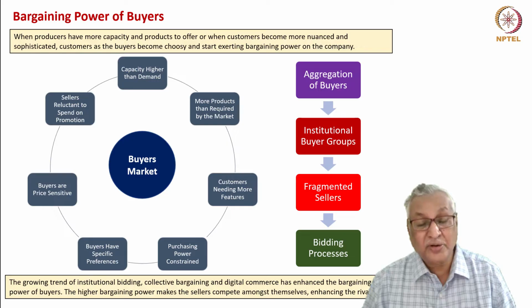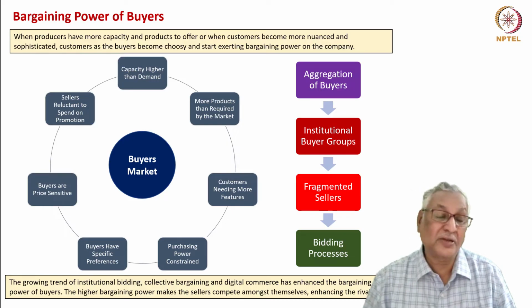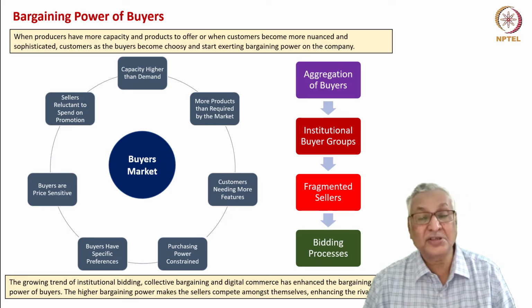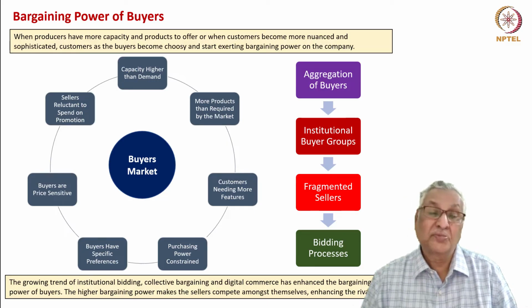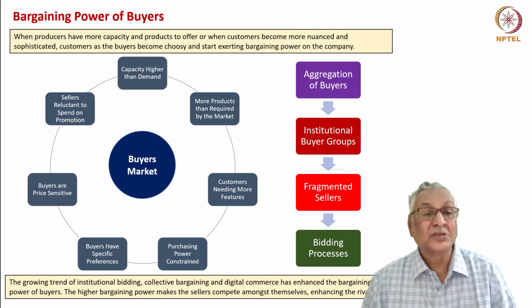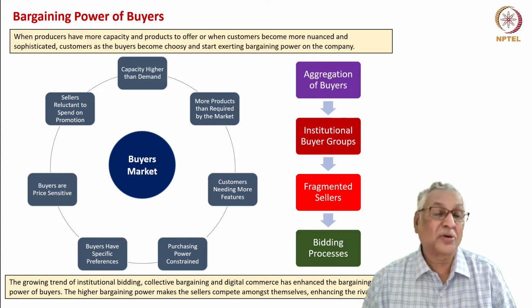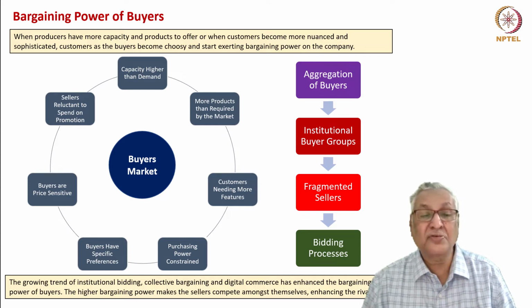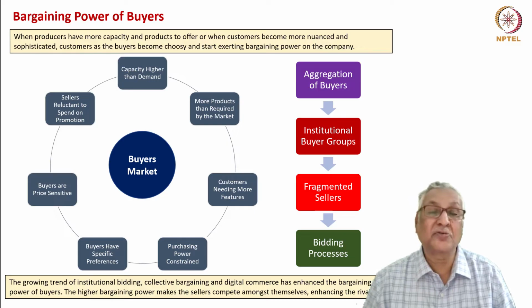Buyers have specific preferences which evolve over time, but the industry is unable to change its industrial line or the product line in that direction. Buyers are price sensitive, therefore, they haggle and they take their best considerations before deciding on a purchase. Sellers are reluctant to spend on promotion. As a result, the buyers have little means of understanding what the seller's products and services mean.